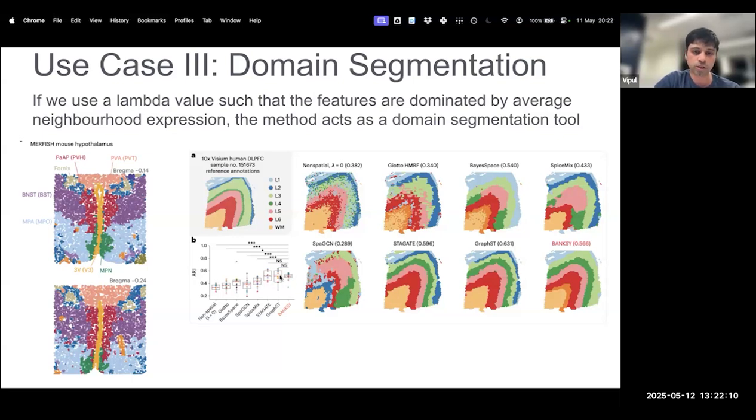So we found that BANKSY does just as well as other methods, although GraphST and STAGATE are both deep learning methods, and there does tend to be a lot of variability in performance for some of these other methods, whereas BANKSY, being mathematically a very simple framework that is then just leveraging Leiden clustering, right, is a much more stable method. And so it does as well as the other methods, but its distributions are much tighter.